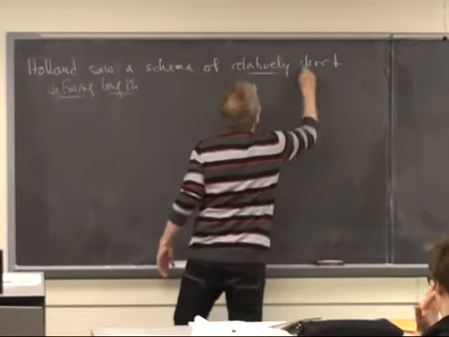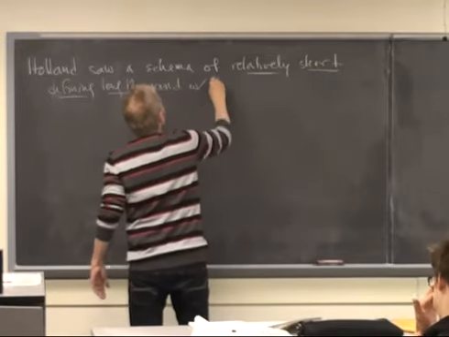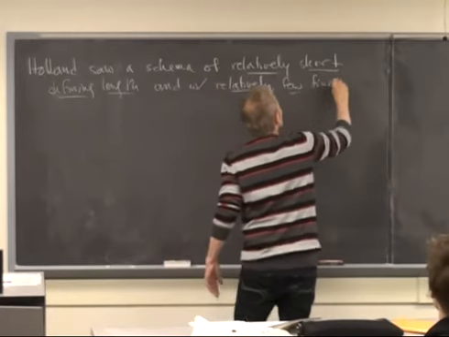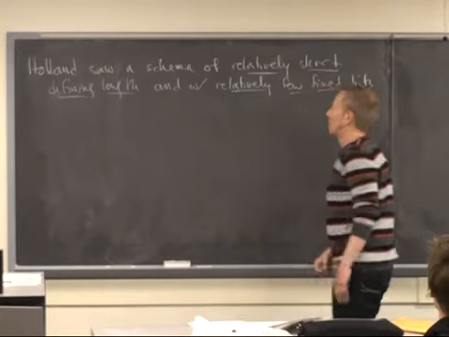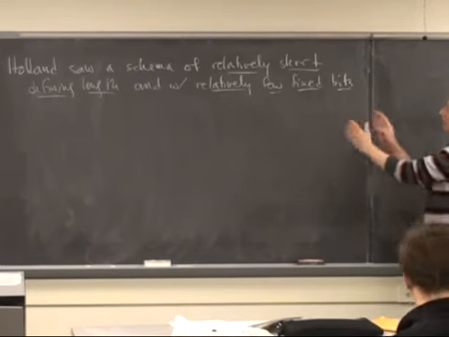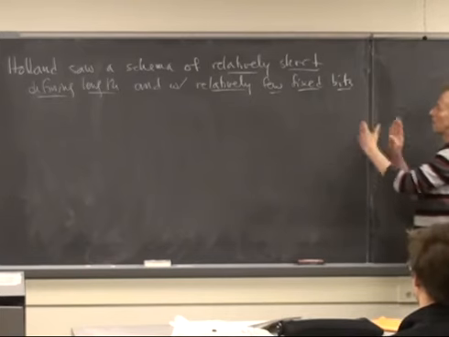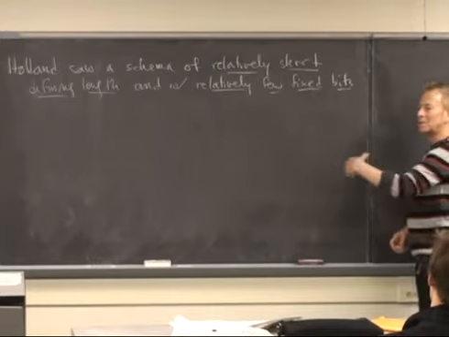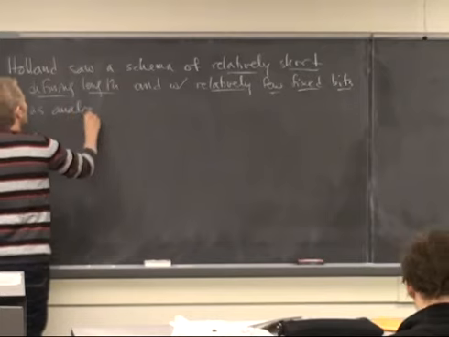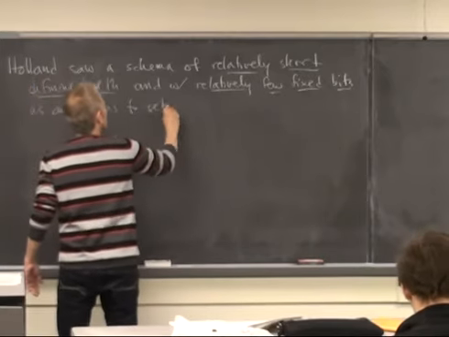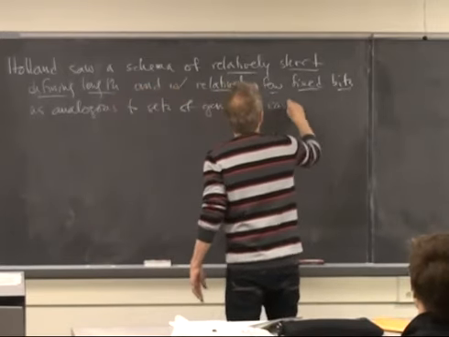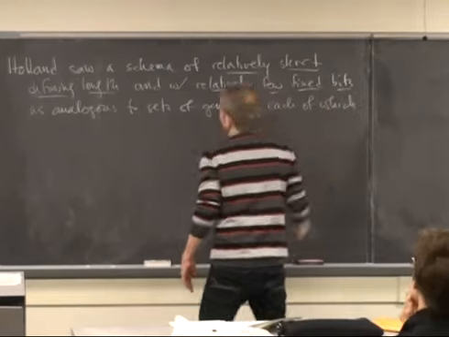That's one property. And with relatively few fixed bits, he thought of these things as analogous to sets of genomes that have a useful protein encoded in some relatively short, relatively few defined nucleotide places. So these are analogous to sets of genomes, each of which encodes the same useful protein.